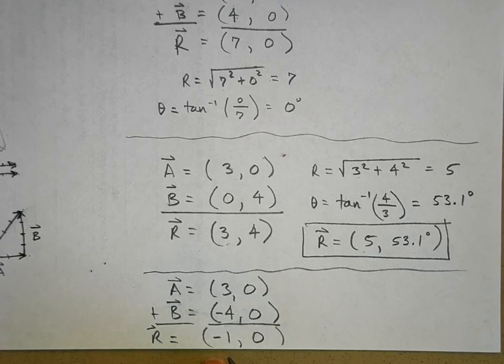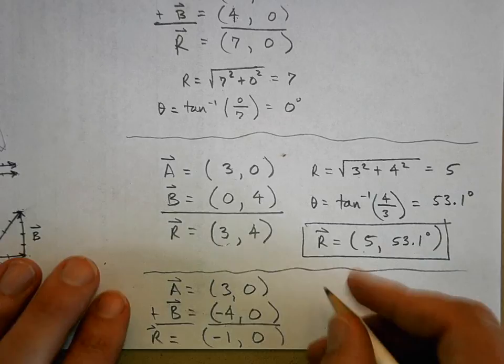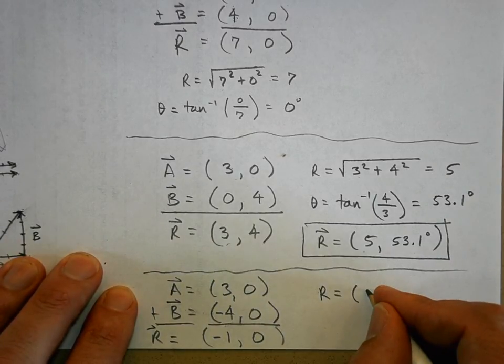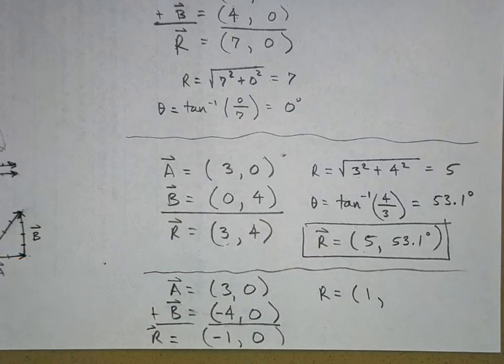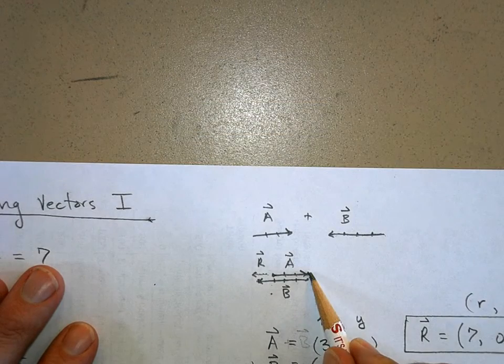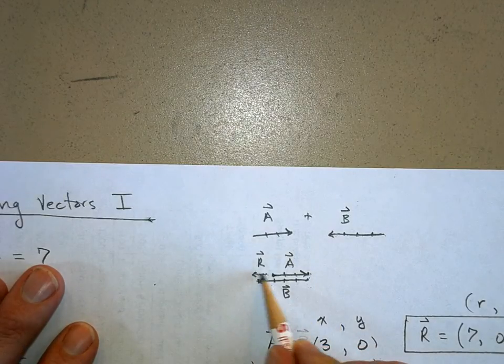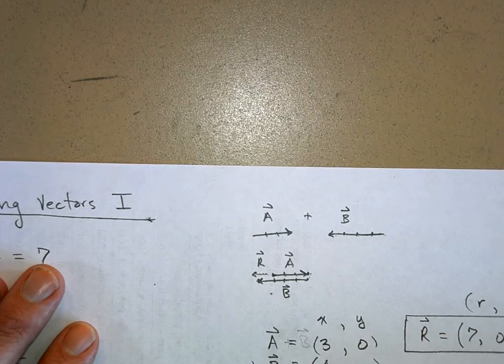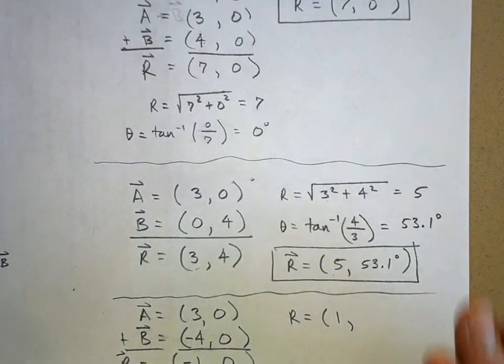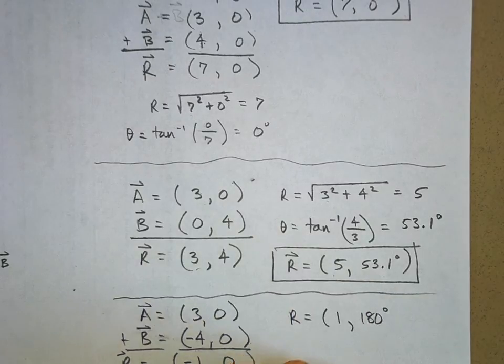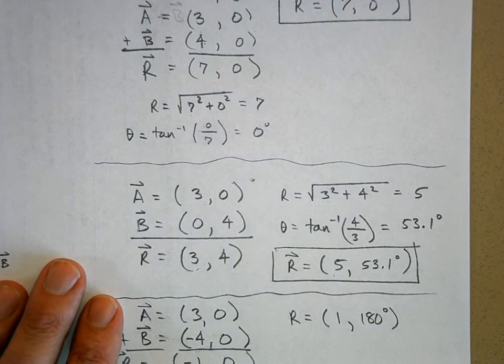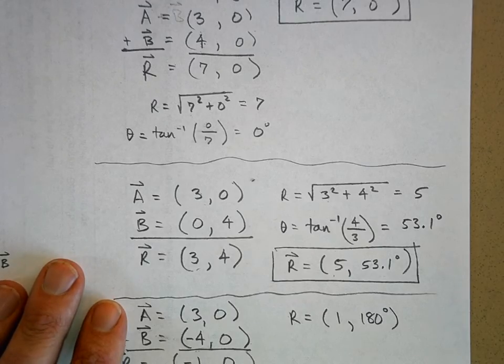Now, if I want to put this in polar coordinates, well, the square root of the x component squared plus the y component squared: negative 1 squared is 1, plus 0, take the square root of 1 is 1. So my magnitude is 1. But what is my direction? Well, look at the picture. The best way to do it is to look at the picture. If A is over like this, and B is over like that, R is at what angle compared to our positive x-axis? Well, that would be 180 degrees. Does that make sense to everybody? That's 180 degrees. It's to the left. And there's our answer.